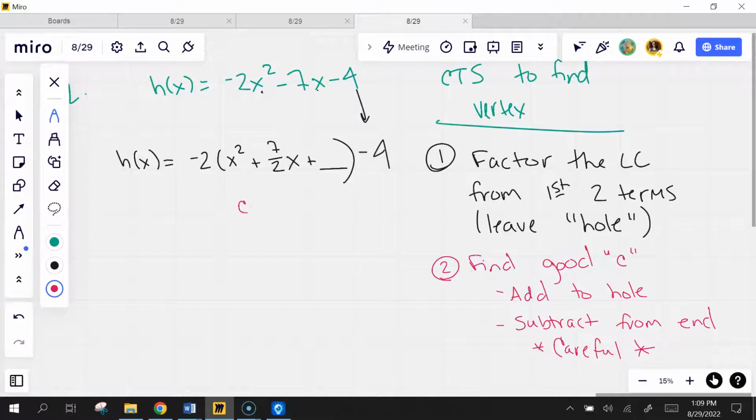All right, so my good C, I know I said it was B over 2 squared, but since I have a fraction, I'm going to say half of B squared. Right? Does that make sense to you why I'm changing that? Instead of dividing by 2, I'm multiplying by the reciprocal. Since B is already a fraction, instead of dividing it by 2, I'm going to multiply it by a half. So half of 7 over 2 squared.